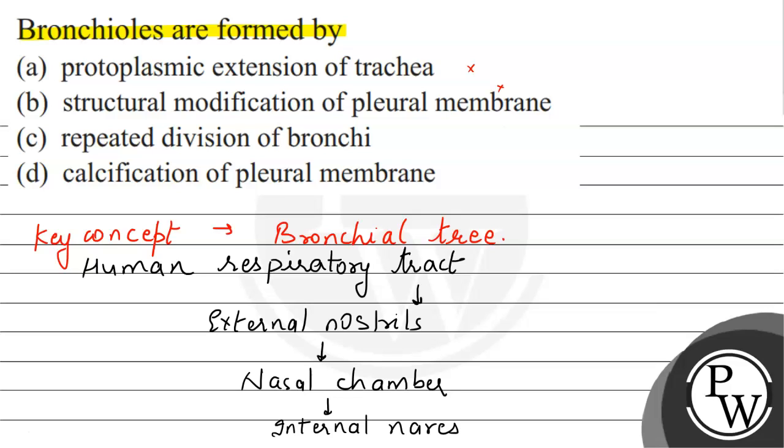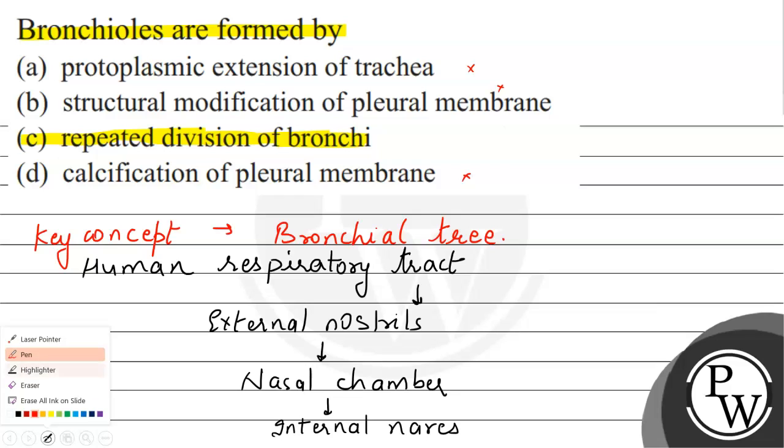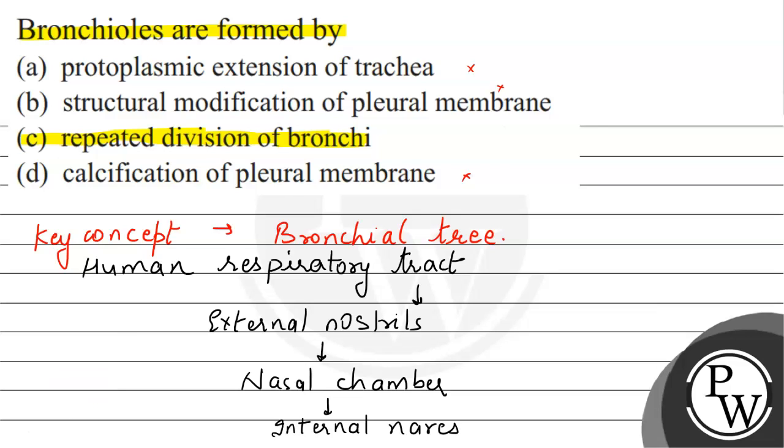See, the repeated division of bronchi: this is the correct answer. Yes, the bronchi continuously divide into various branches to form the bronchioles, so this is the very correct option. Then option D, calcification of the pleural membrane. Calcification means the deposition of calcium on the pleural membrane, so that is also a wrong option. The most appropriate answer is C: repeated division of bronchi forms the bronchioles. I hope you understood well. Best of luck.